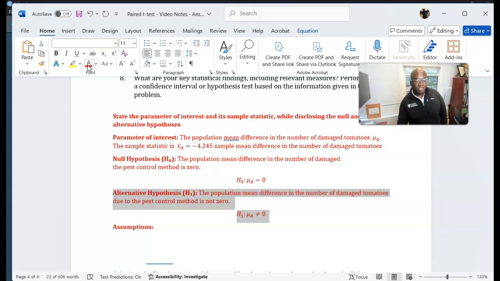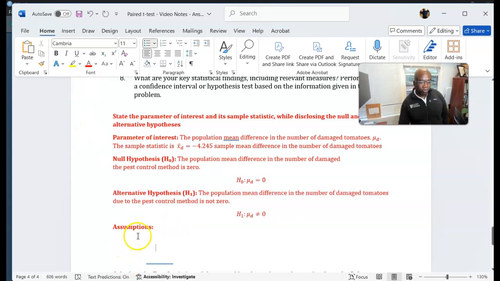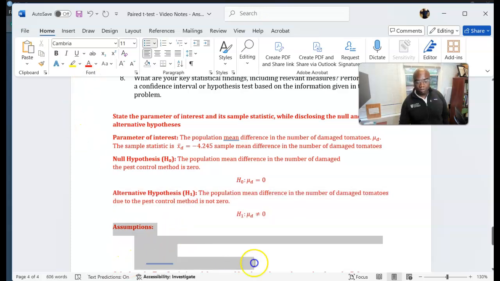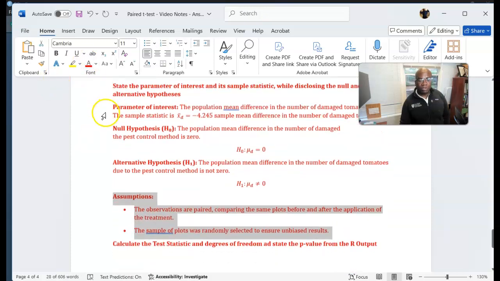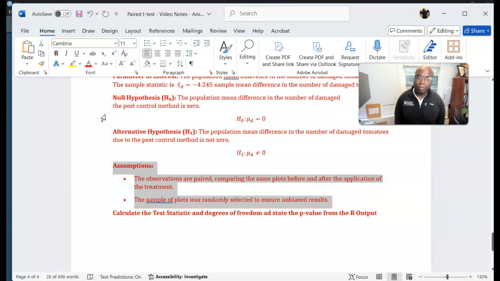From there, in terms of assumptions, there are 2. As you already know, randomness needs to be involved in some way, shape, or form. But there also needs to be some type of association between the groups. There needs to be some pairing. Since we're doing a paired t-test, there needs to be a paired association between the groups. Those are the 2 assumptions.